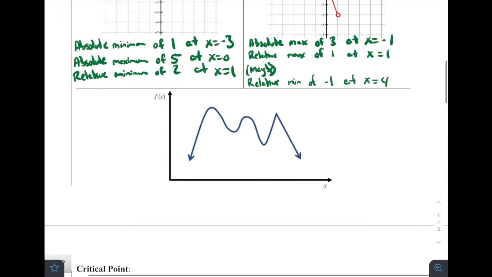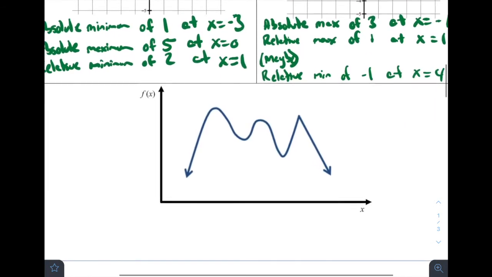Great. Let's talk about this one right here. So what do we notice in this particular case? Let's think about what we notice about places where there are maximums and minimums. I'm going to put a dot on every place where we see a maximum or a minimum. I see one here. There's a max. I see a minimum. I see a max. I see a minimum. And I see a maximum.